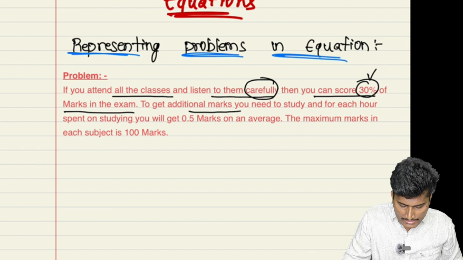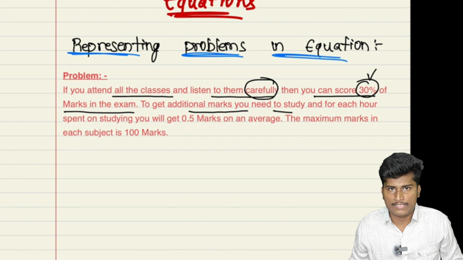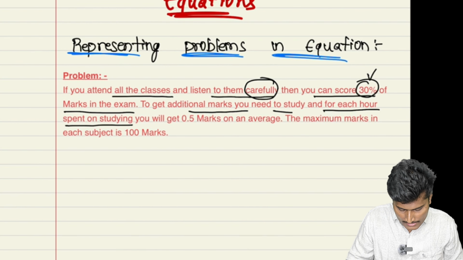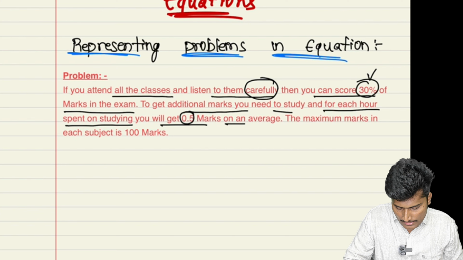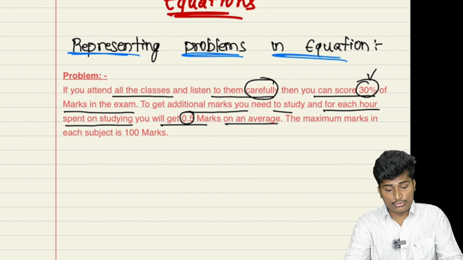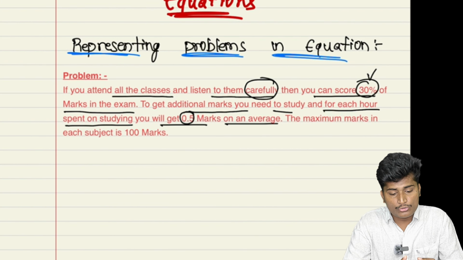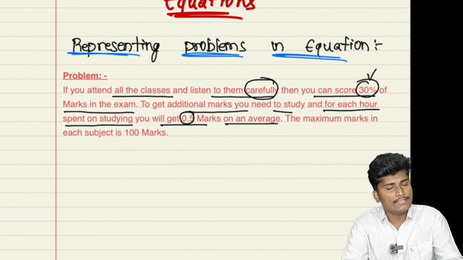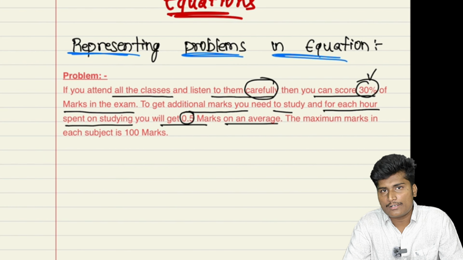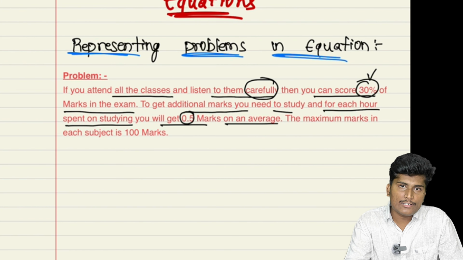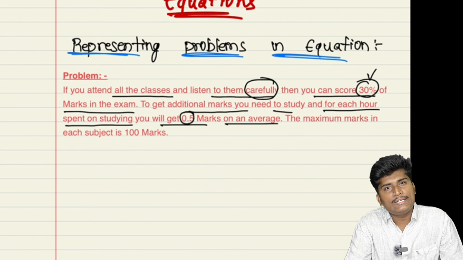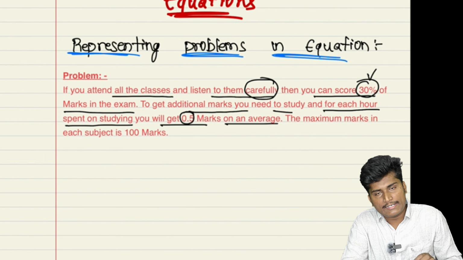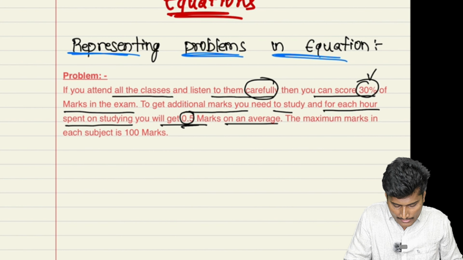And to get additional marks, you need to study. You need to study, right, to get the additional marks. And for each hour spent on studying, you will get 0.5 marks on an average. So what this means is that you have to attend lectures and listen to them carefully. If you do, then you will get 30% of the marks in the exam. Now, to get additional marks more than that 30%, you need to study on your own.